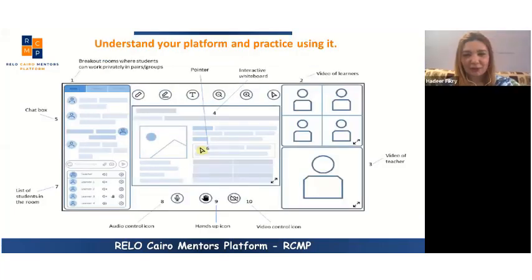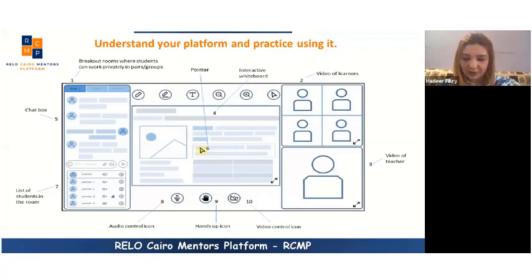You can have like 30 seconds to look carefully at the diagram. This is simply the platform we are using currently now. Look at the features around for like 30 seconds. Okay. So you have the breakout rooms, the active whiteboard, the video of learners, and make sure you understand where to use each one, where to find each one. The video of teacher, the camera, the hand up, the microphone. When you are ready to carry on, please let me know.